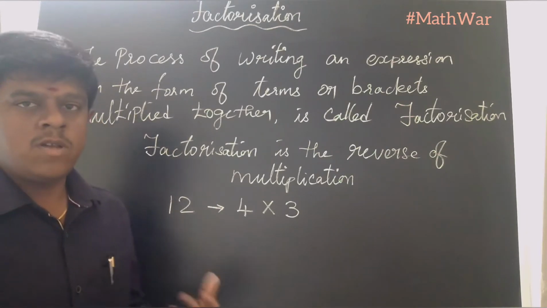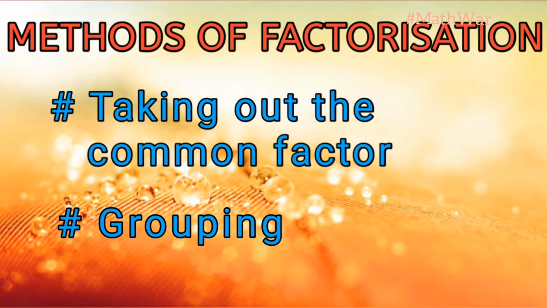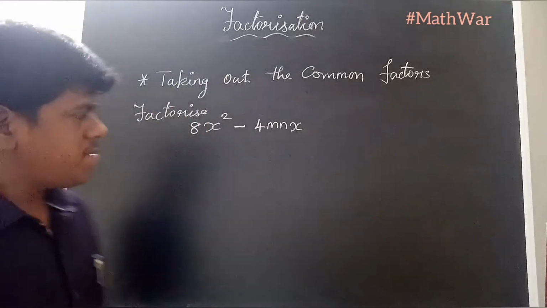We will take some polynomials and based on that we will do the factorization. In this class, we are going to follow two methods of factorization. The first one is taking out the common factor and the second one is grouping. We will go with the first example.